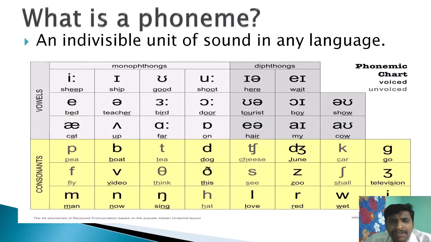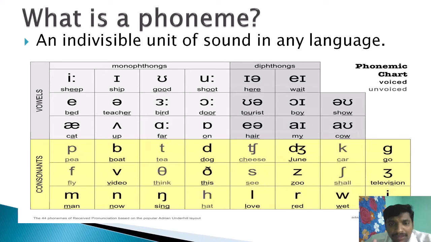Phoneme is a minimal distinct sound unit. If you take the English language, 44 standard sounds are there. In fact, there are more sounds, but these are considered the main sounds. Phoneme means an indivisible unit of sound in any language, not only English. With the help of these sounds only we are able to speak letters, we are able to pronounce.